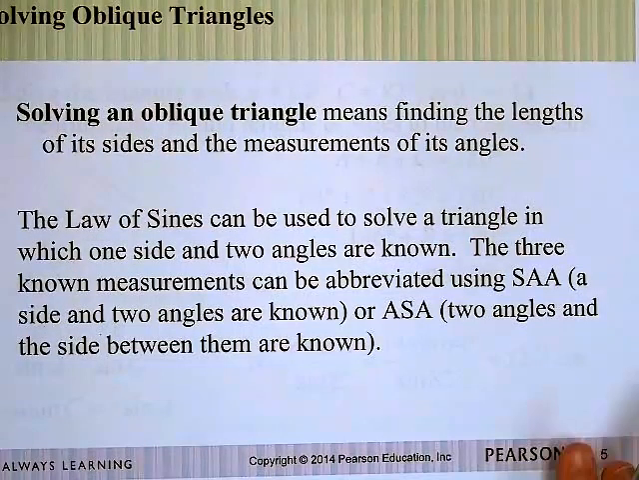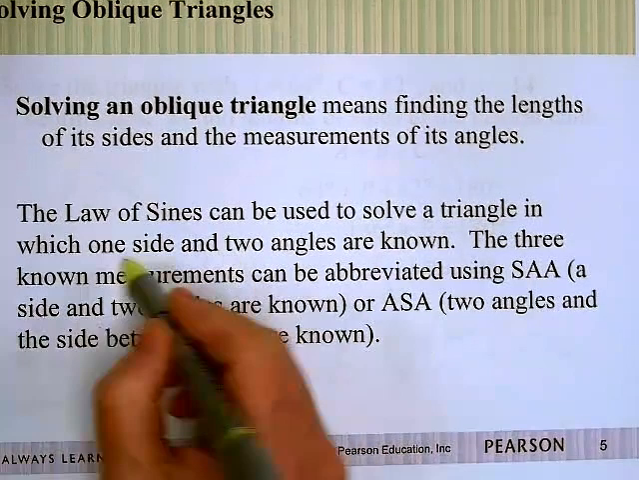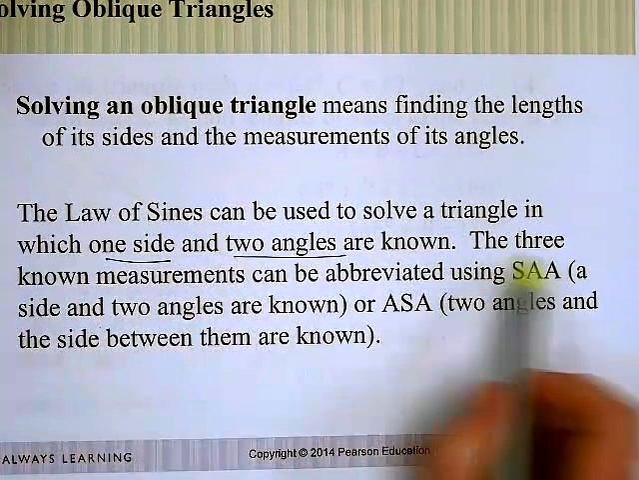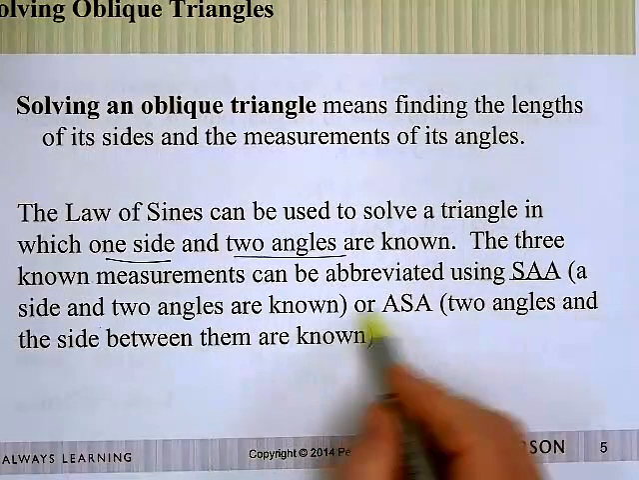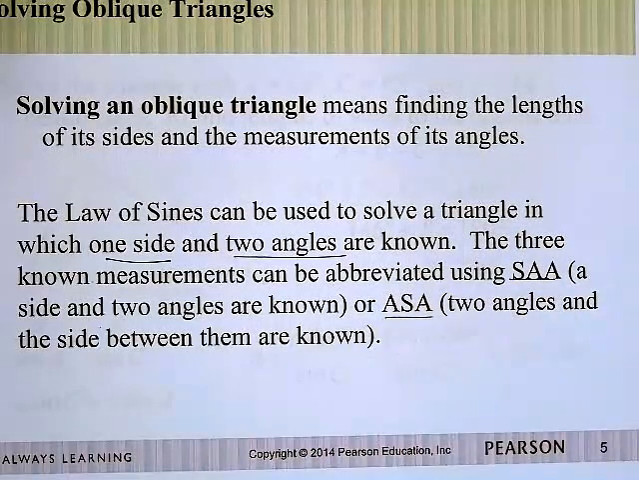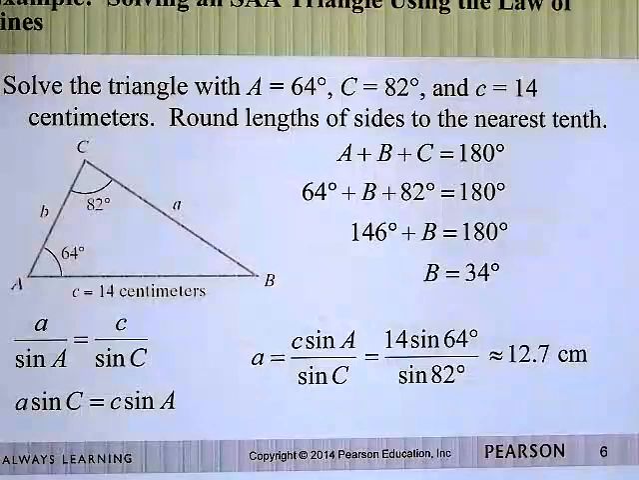Solving an oblique triangle means finding the lengths of its sides and the measures of its angles. The law of sines can be used to solve a triangle in which 1 side and 2 angles are known. The 3 measurements can be abbreviated to side-angle-angle or angle-side-angle, depending on the order of the items that you know the values of.